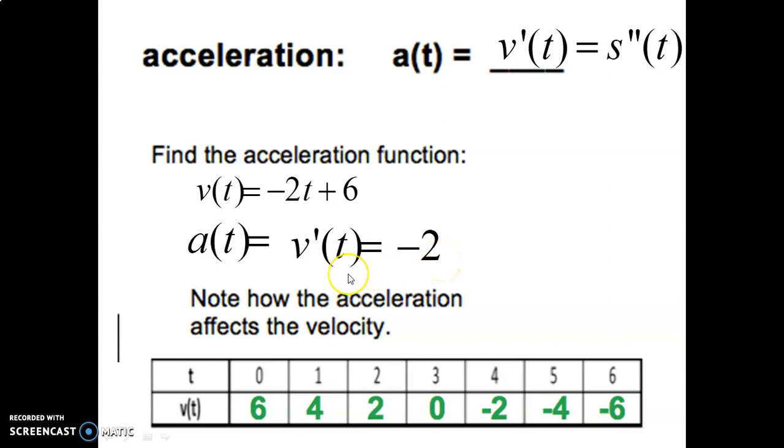Okay, what this tells us is the ball always has a negative 2 acceleration. So every second, velocity changes by negative 2. That's what that means. And look at the table we made for velocity. You can see the acceleration in the table clearly. It had a velocity of 6, then 4, then 2, then 0. The velocity is changing by negative 2 every time. And after you pass 0, negative 2, negative 4, still changing by negative 2. So all the way along the acceleration is negative 2.